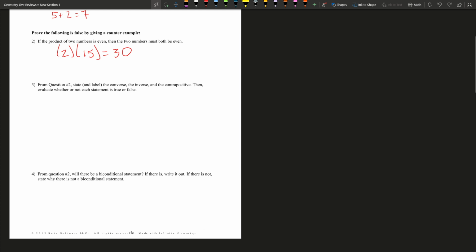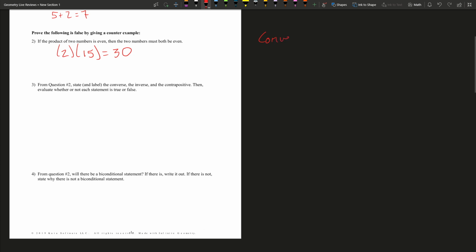Question number 3. From question number 2, state and label the converse, the inverse, and the contrapositive. Then evaluate whether or not each statement is true or false. So our original statement is: if the product of two numbers is even, then the two numbers must both be even. I'm going to write the rules of converse, inverse, and contrapositive.